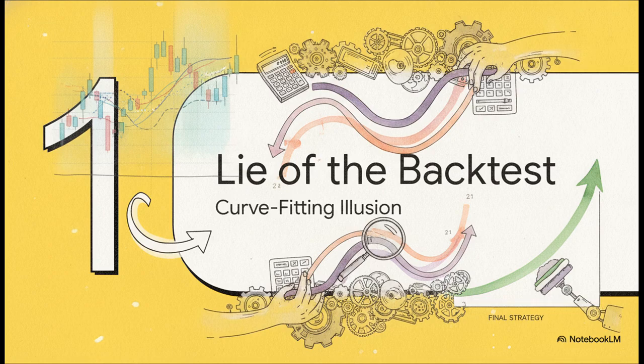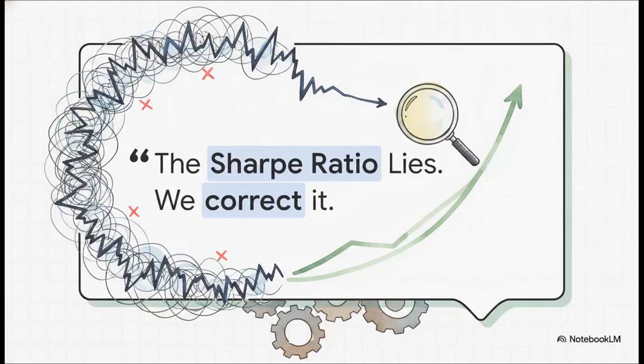Okay, let's dive into this. Section 1. The Lie of the Backtest. When researchers build trading models, they run countless trial variations. They'll change a moving average from 20 days to 21 days, maybe to 22 days, constantly hunting for the highest return. But every time they run a new trial, they're artificially inflating the perceived performance of the final model. Actually, scratch that. It's more like they're inadvertently manufacturing a mirage.